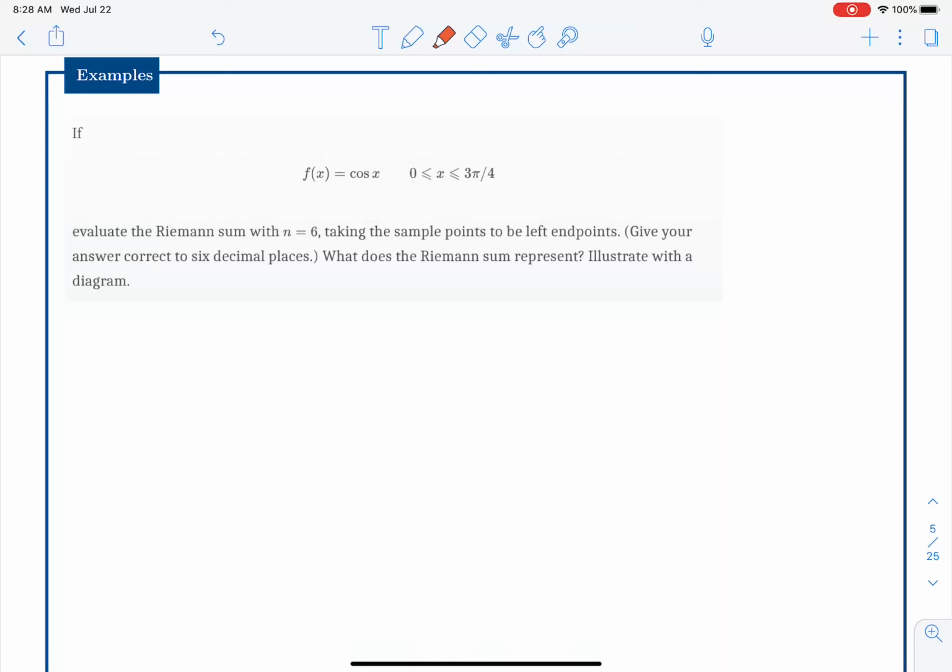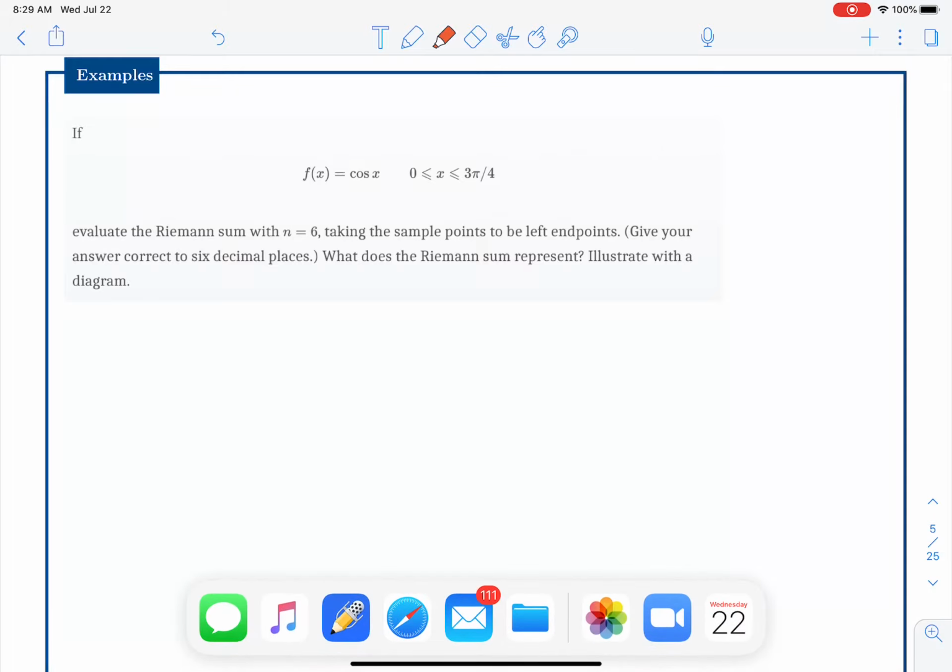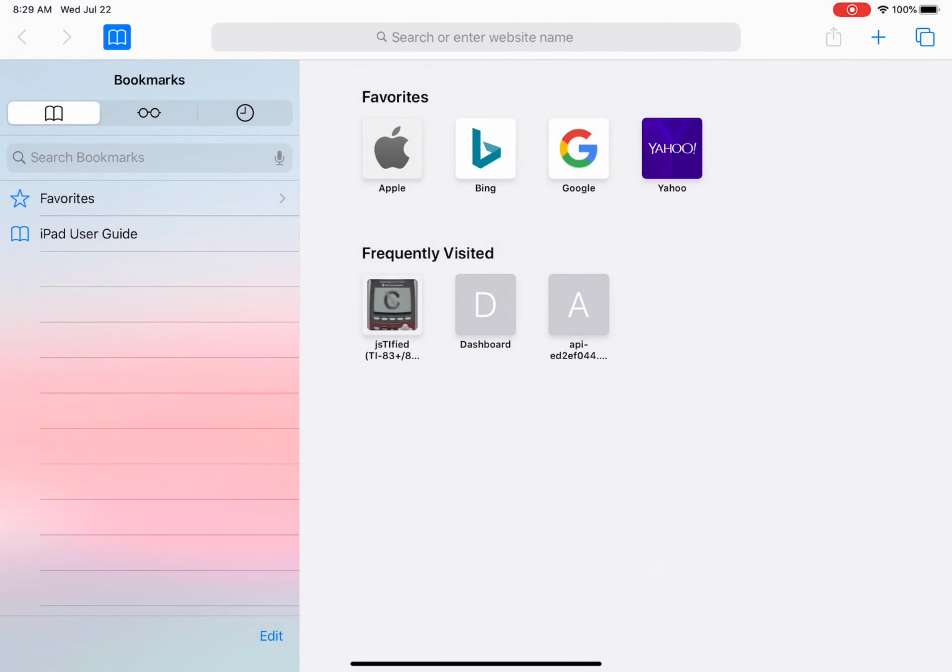Here is an example where we want to evaluate the Riemann sum with n equals 6, taking sample points to be left endpoints. And what would this Riemann sum represent? And we want to illustrate with a diagram. So a calculator will come in handy in a problem like this.